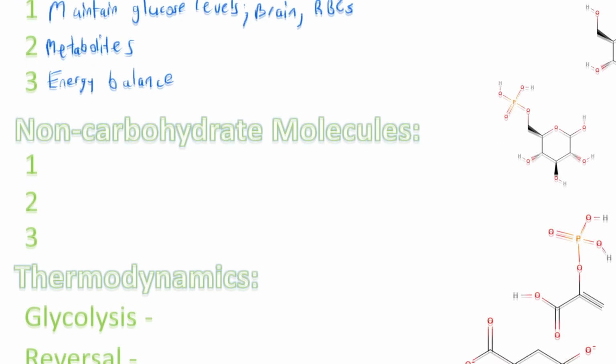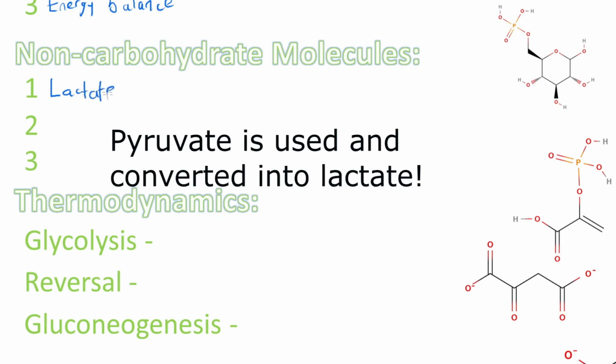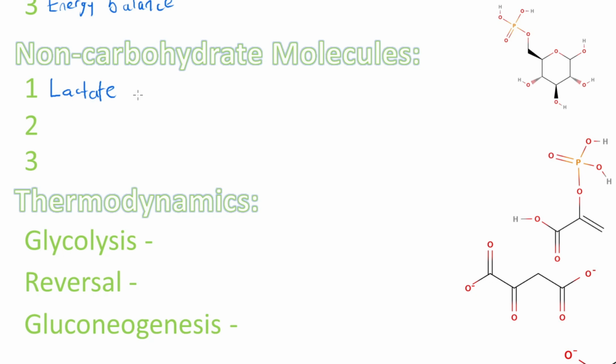So now let's get into some non-carbohydrate molecules. Firstly, we have lactate. Now lactate is used in active muscle in order to produce energy. It is used anaerobically because in active muscle, where you have a lot of action going on, your aerobic pathway is overly exhausted with all the work it has to do. So your body switches to anaerobic respiration, and that leads to the production of lactate.